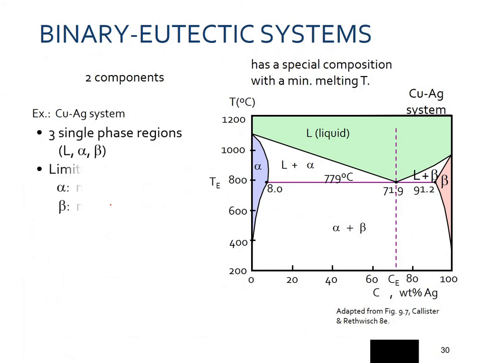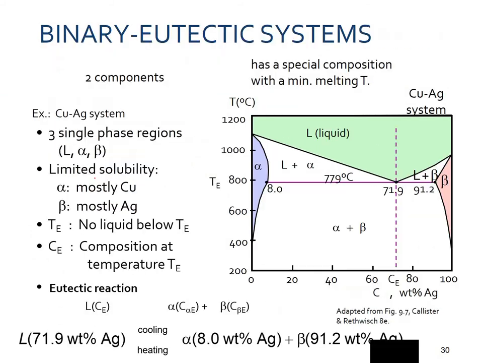Okay. So we have a two-component system. It's a binary eutectic system with a special composition with the minimum melting temperature T. So T is the melting temperature. Again, we have this copper and silver solid solution. The green region you can see is all liquid, and this is the eutectic composition around the eutectic temperature. So we have three phases over here: an alpha phase, a beta phase, and a liquid phase.